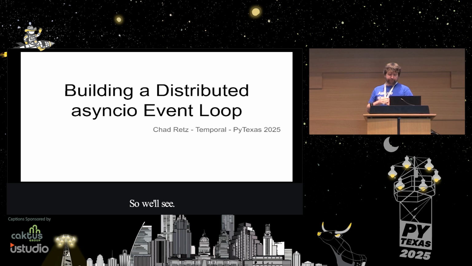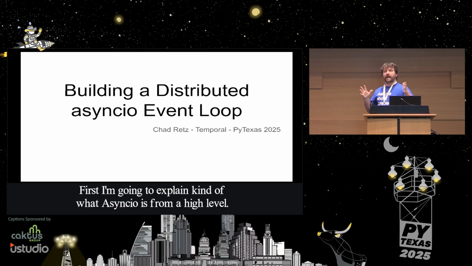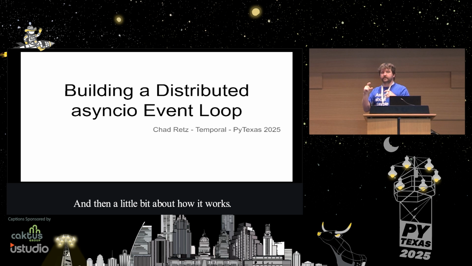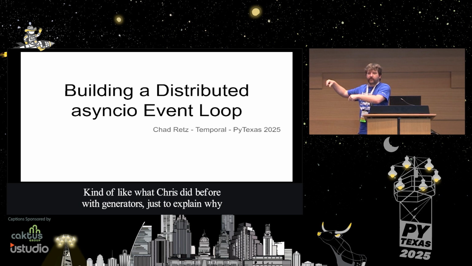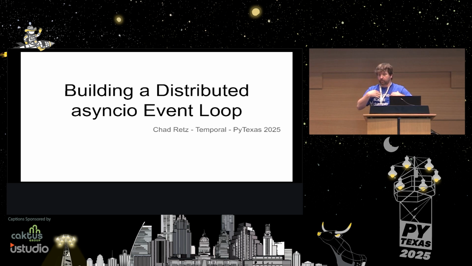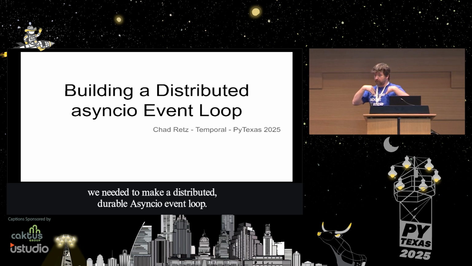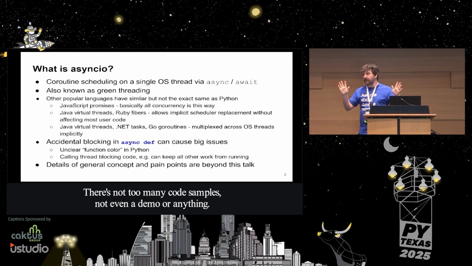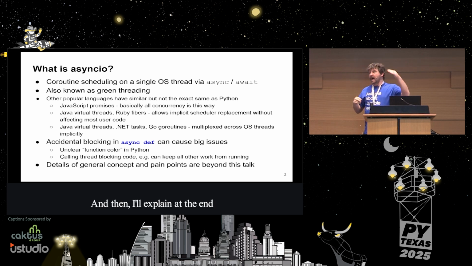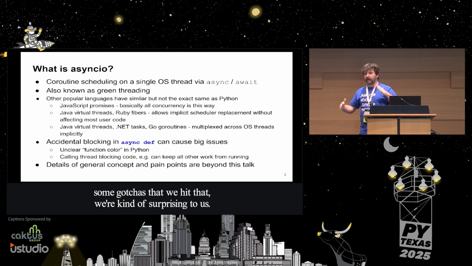So we'll see. First, I'm going to explain what async IO is from a high level, and then a little bit about how it works. And then I'm going to have to jump off into explaining what durable execution is, like what Chris did before with generators, just to explain why we needed to make a distributed durable async IO event loop. And then I'll jump into what we actually did. And I won't get too deep. There aren't too many code samples, not even a demo or anything. And then I'll explain at the end some gotchas that we hit that were kind of surprising to us.